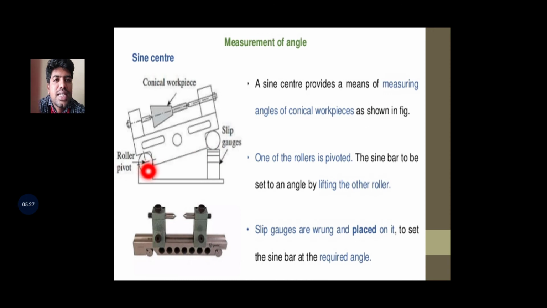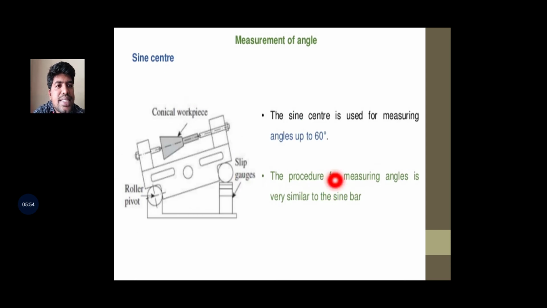Here we consider the roller, here also we have a roller, and here we consider the slip gauge to make the angle. Due to the slip gauge height, the angle will be calculated on the Sine Center. One of the rollers is provided so the sine bar can be set to an angle by lifting the other roller. And the slip gauges are placed on it to set the sine bar at the required angle. The Sine Center is used for measuring angles of the workpiece up to 60 degrees. The procedure for measuring the angle is very similar to the sine bar process.